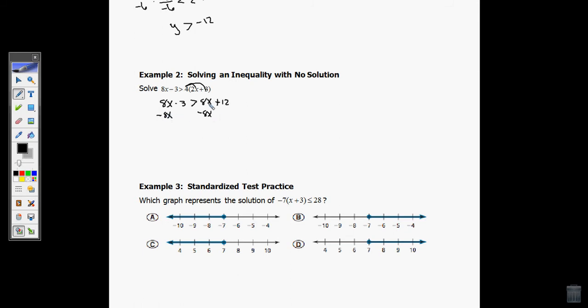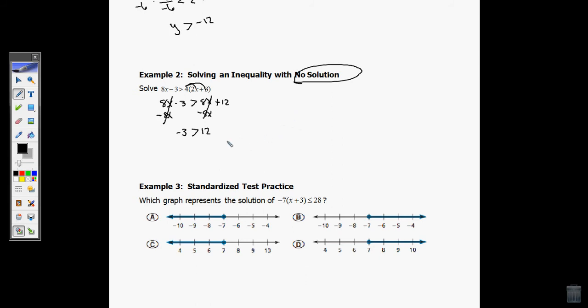Now something very interesting is going to happen here. The 8x and the 8x go away on the left side, but exactly what I didn't want, the 8x and the 8x go away on that side. So what I'm left with is a statement that says negative 3 is greater than 12, which is simply false. Negative 3 is less than 12. So what this implies is no solution.